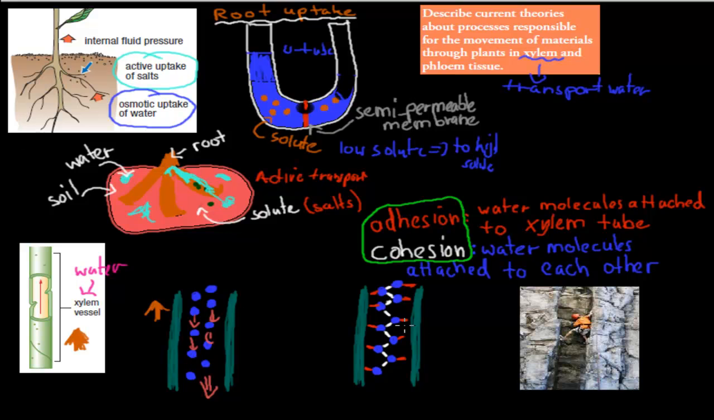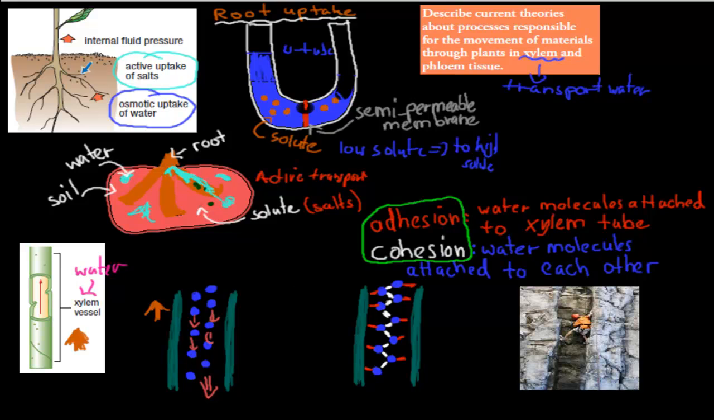So again, imagine these same water molecules here. These blue dots are the water molecules, but they are connected. They're connected by something called cohesion. Cohesion is water molecules attached to each other. So you can imagine these white stripes here. It's kind of like you have a harness which connects all these water molecules.